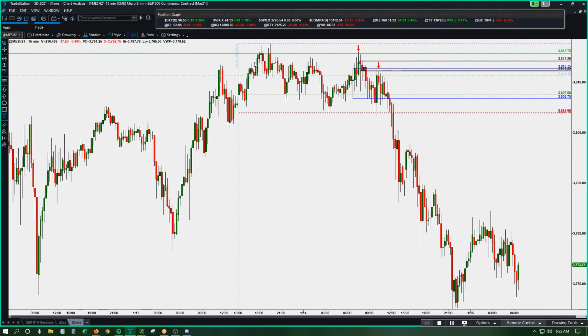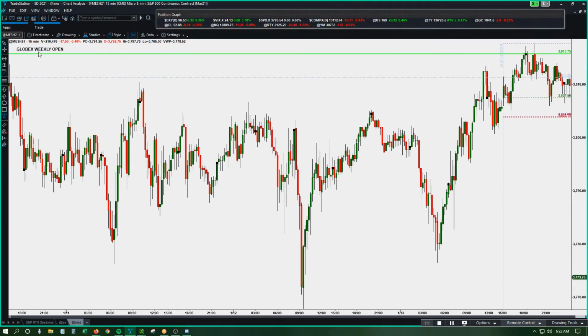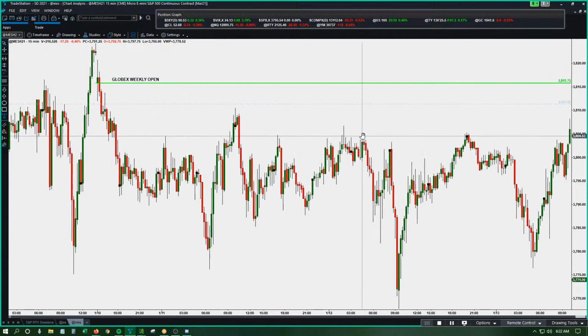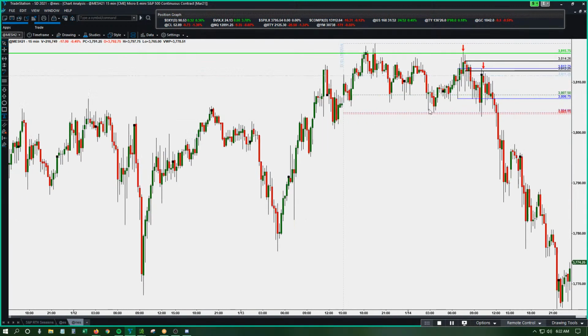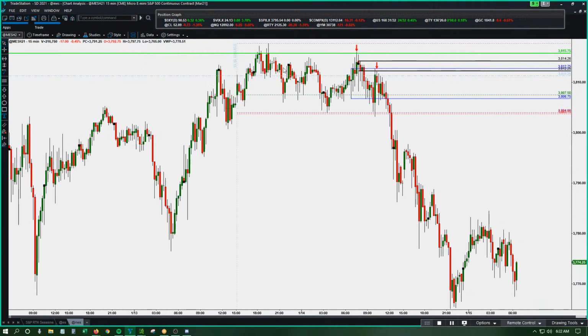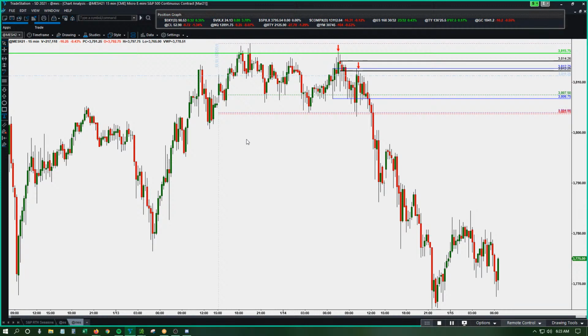Actually, the weekly Globex open right here was at 38.15.75. This was on Sunday afternoon when the Globex session started. This was the open yesterday overnight, and during the regular trading hours we hit, tagged that, and that was actually the high of day. And then you can see the nice pullback that we had.